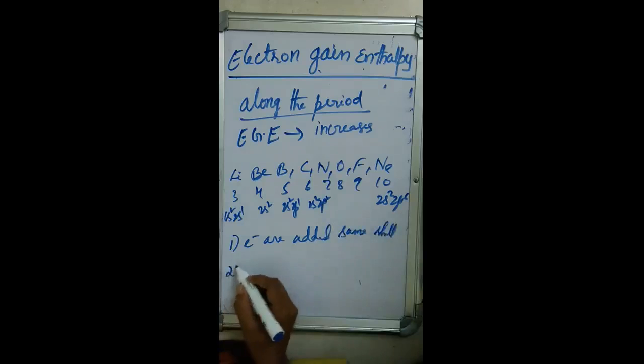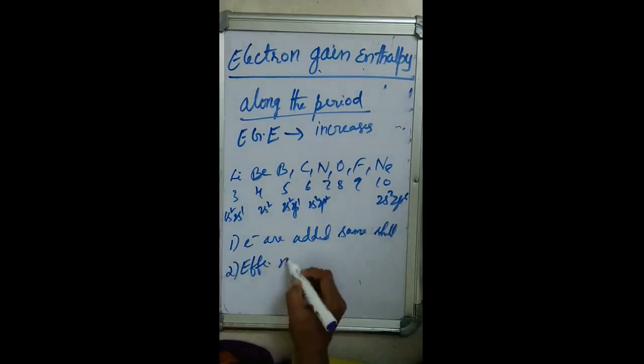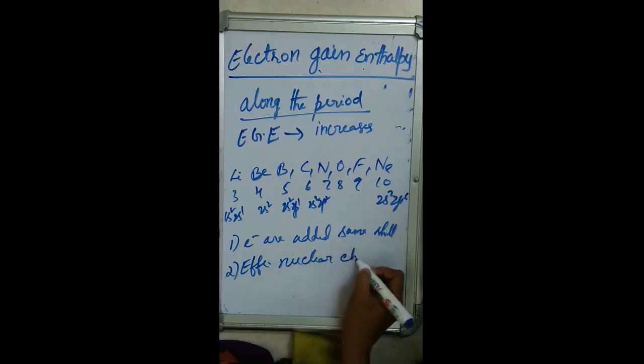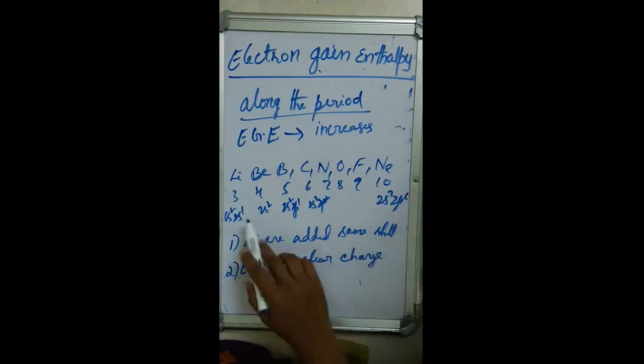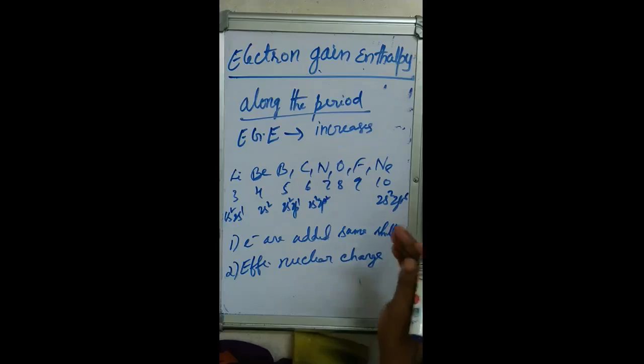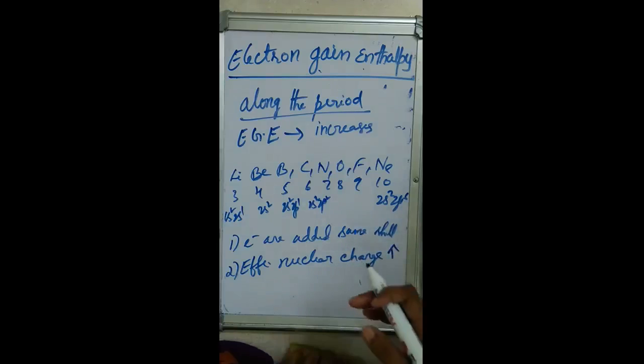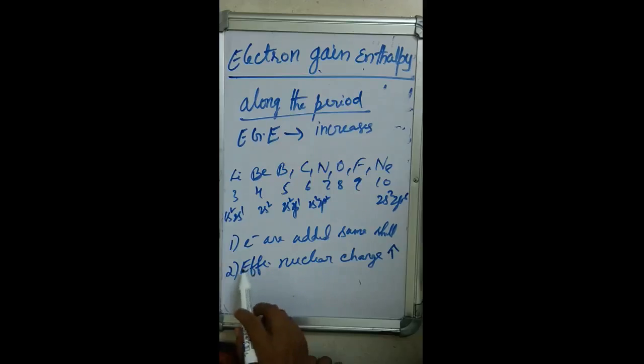What happens to the effective nuclear charge? More and more electrons are present on the outermost shell, so the effective nuclear charge increases. Since the nuclear attracting power is more, more and more electrons will be added to the outermost shell. So electron gain enthalpy increases. Only 2 points are sufficient: electrons are added to the same shell, and effective nuclear charge increases, so electron gain enthalpy increases.